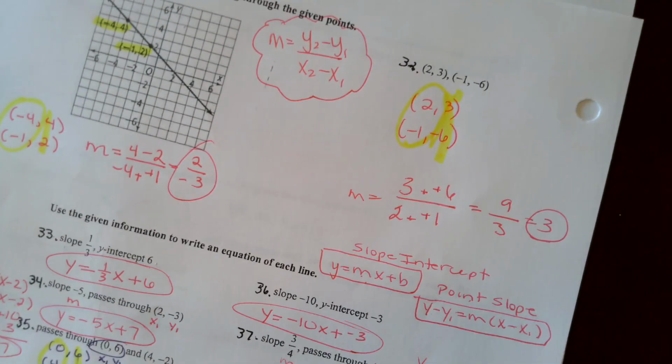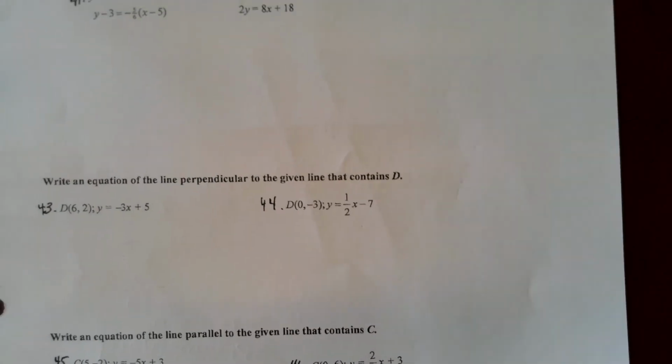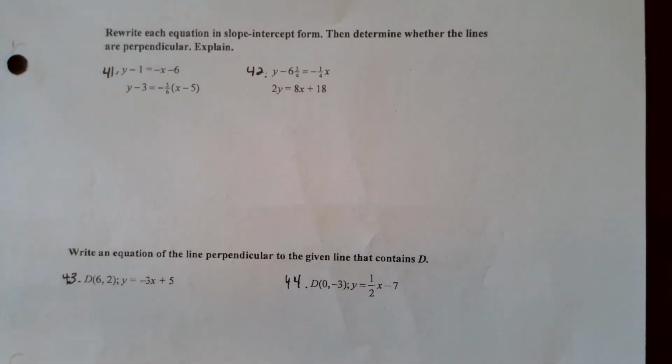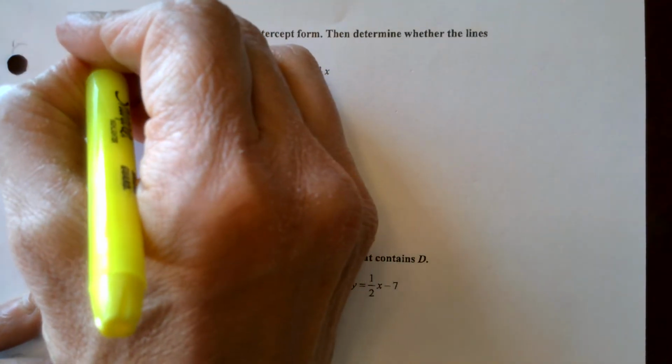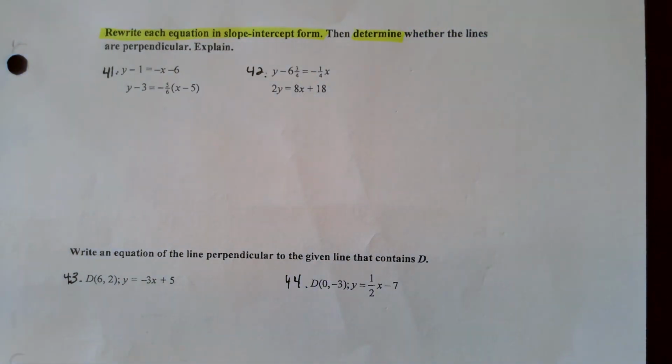All right. We're getting there. The last page, finally, you guys. This is a long review. Oh, I'm going to highlight again. Here's that weird stuff again. Rewrite and then determine. Okay. Perpendicular. So we're doing a little different now.